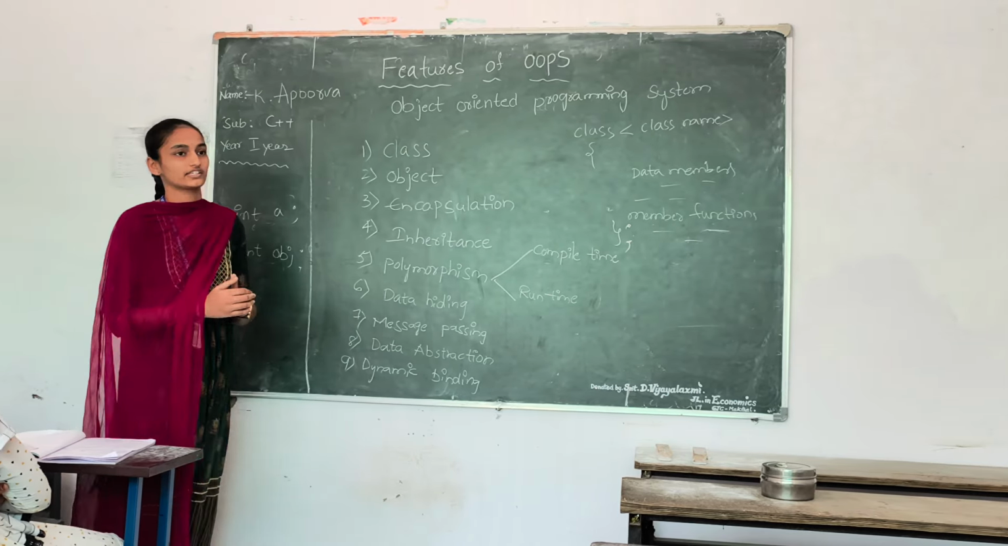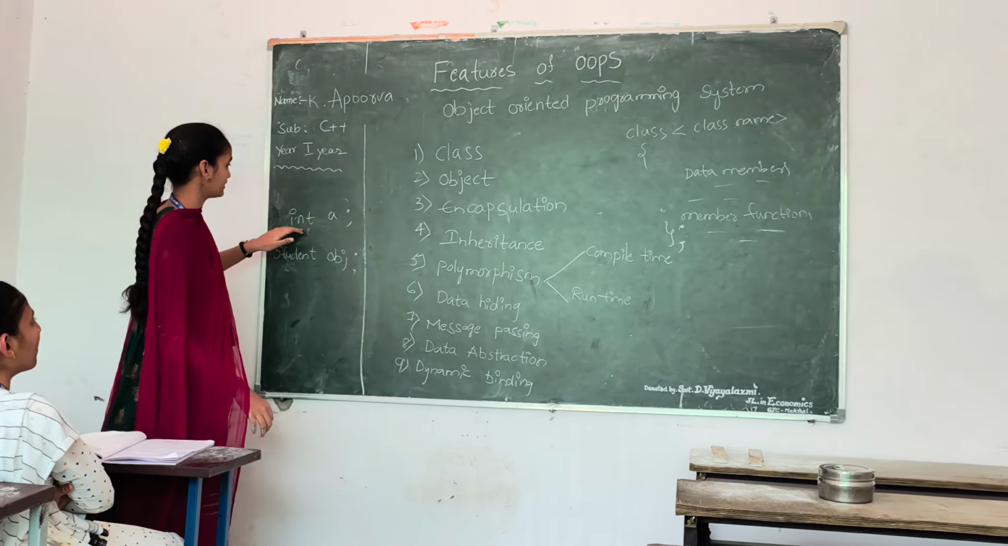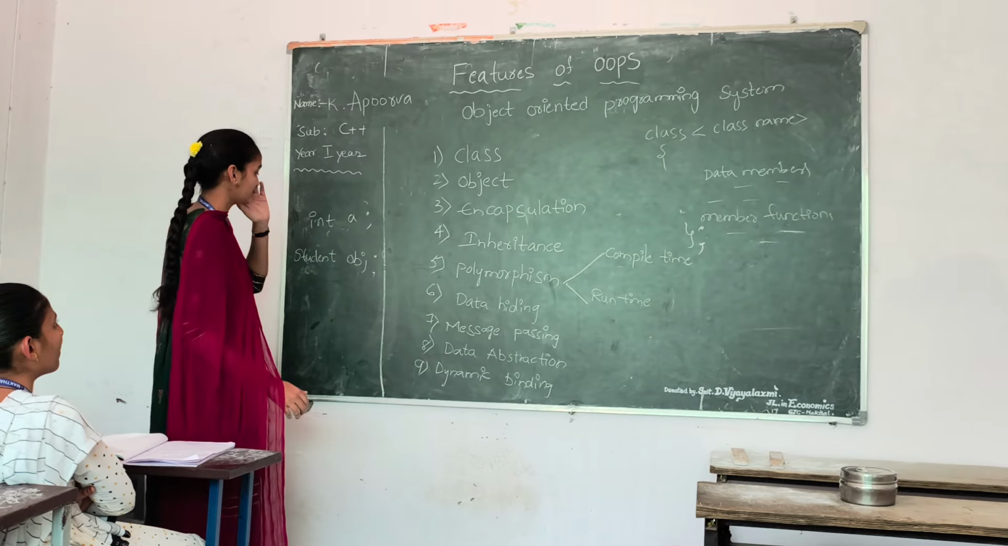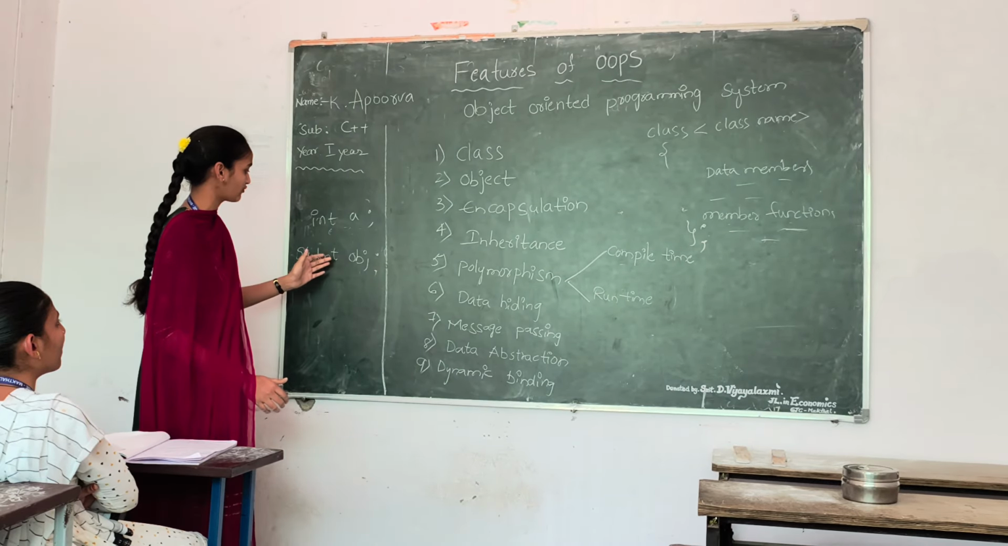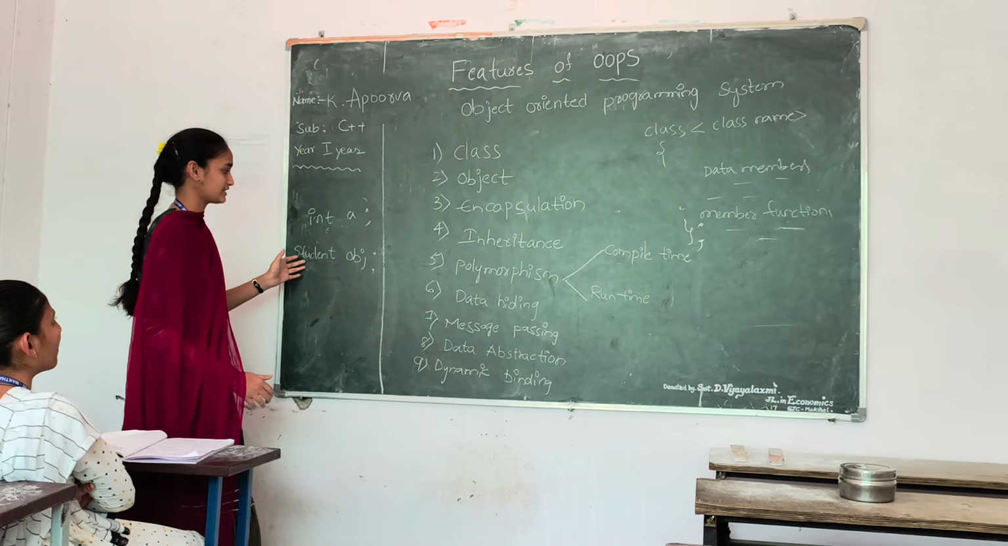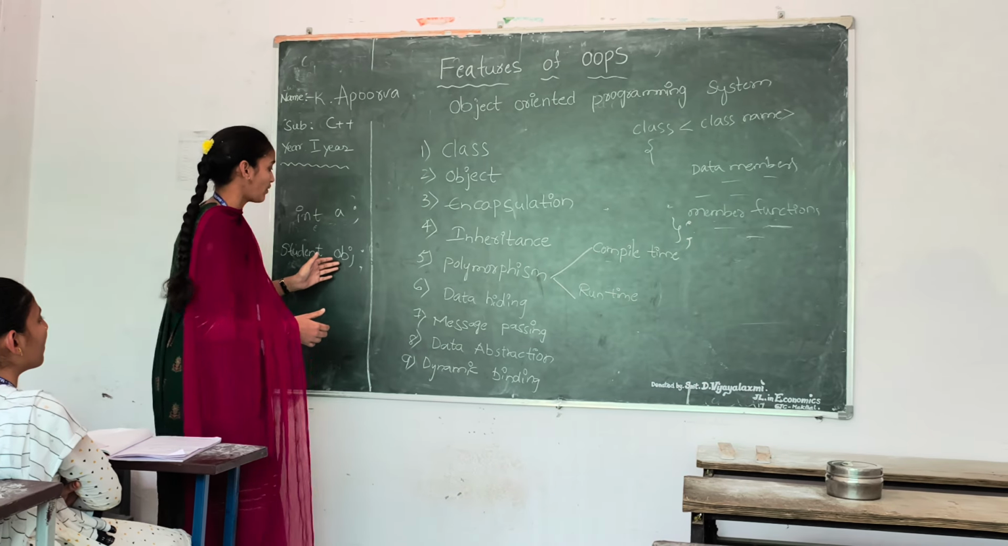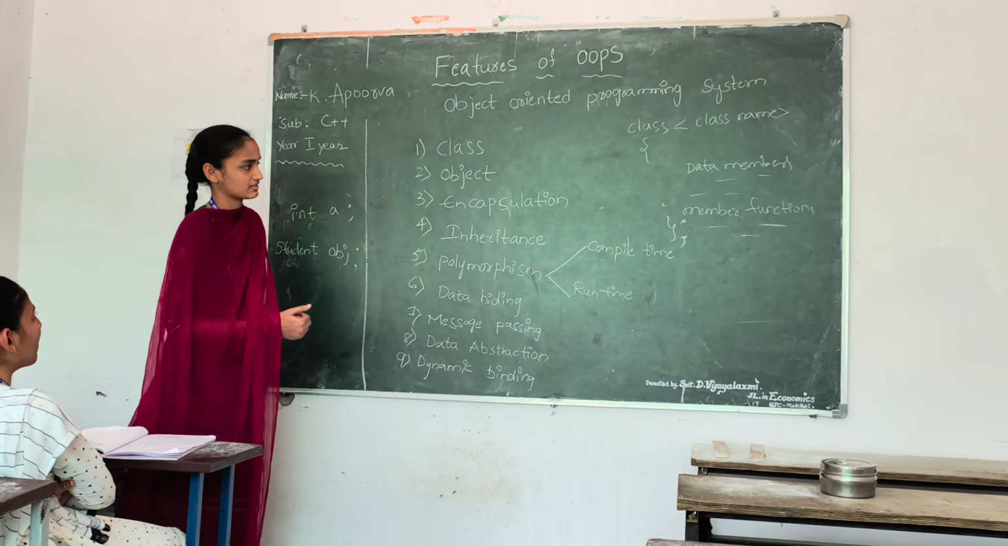Here I can explain with a simple example. Like here int a, that is, a is a variable of type integer. So here an object is also a variable of type class. Here student is a class name. So objects are the variables of type class.